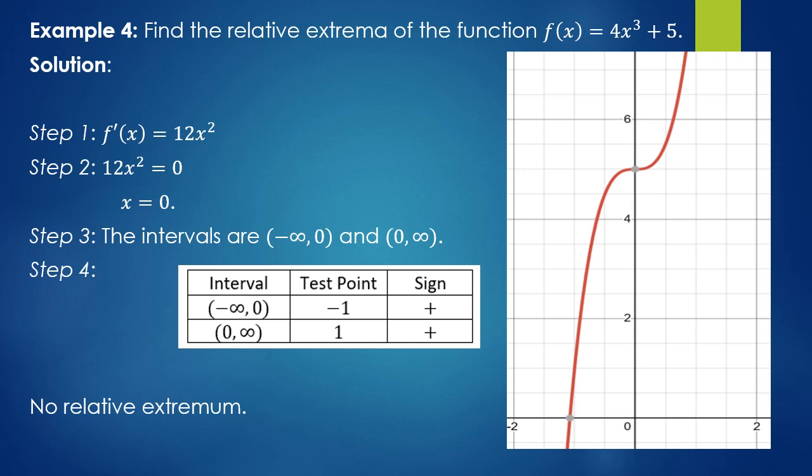Now, please do not be confused. There is no maximum on this part. There's no minimum on this part. So it's always increasing. It just keeps on increasing. The increase here becomes a bit slight, but it just keeps on increasing still. So it's always increasing. So there is no relative maximum.